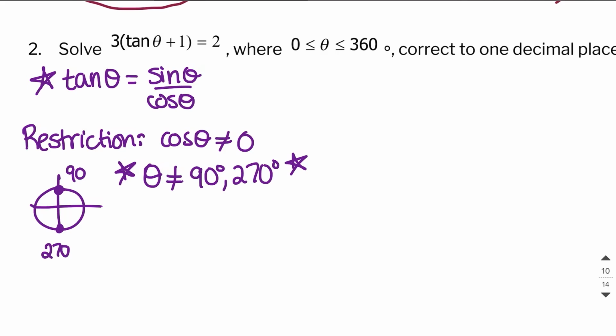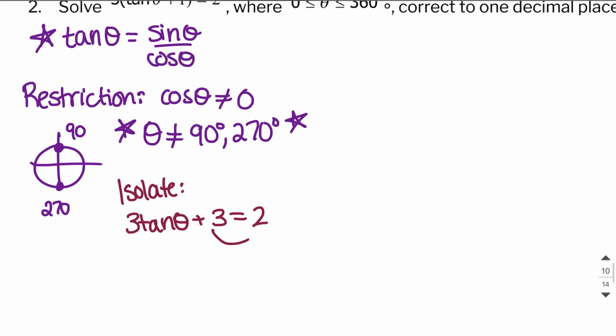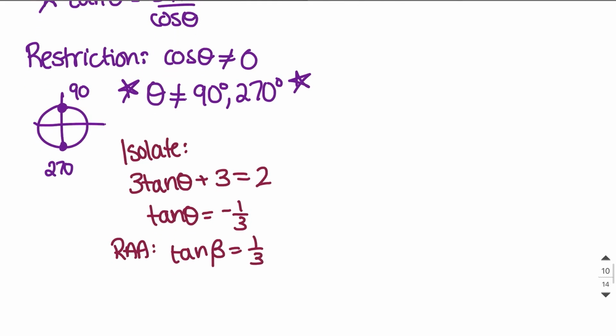Okay, now that we've done that, we can go ahead and isolate tangent of theta. So the first thing I'm going to do is distribute the 3 through. And then I'm going to subtract the 3, I get -1, and then I'm going to divide by this 3 right here. So that means that tan of theta would be equal to -1/3. Now I'm going to find my related acute angle. So I'm going to do tan of beta is equal to 1/3, which means that beta would be equal to the inverse tangent of 1/3.